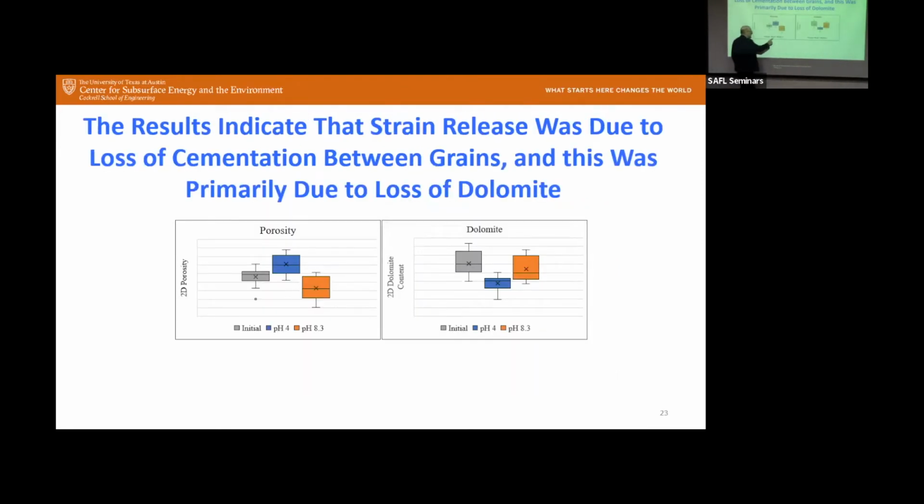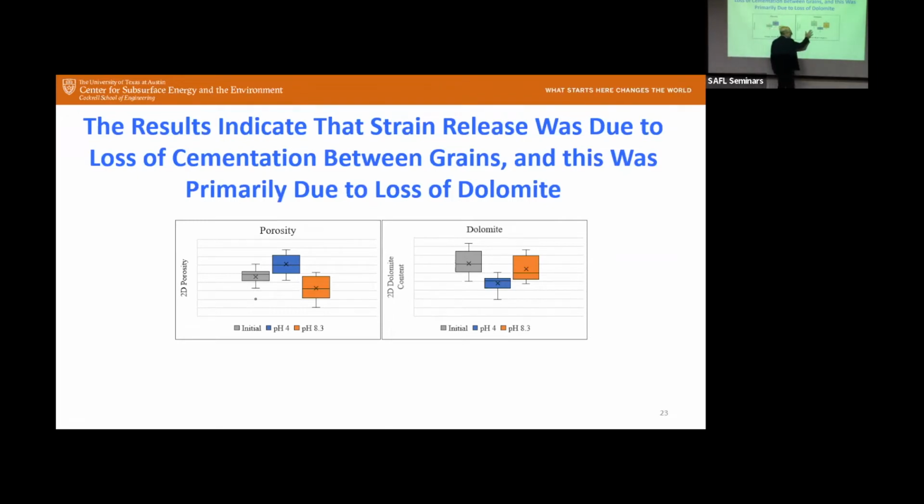One, at pH 4, we got an increase in porosity in that system after we ran the pH 4 brine through it for 7 days and we got that strain release. So overall, the porosity was increasing from the initial condition to this pH 4 experiment. We also found that the porosity decreased a little bit at pH 8.3. So maybe we were close to saturation and we were actually getting some more dolomite precipitating in this system.